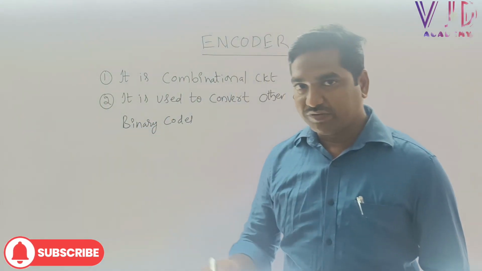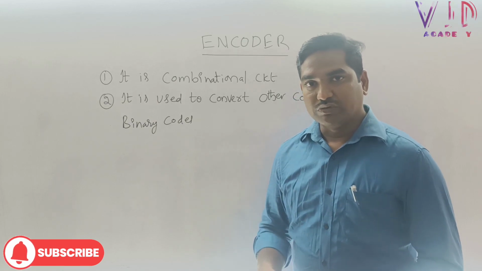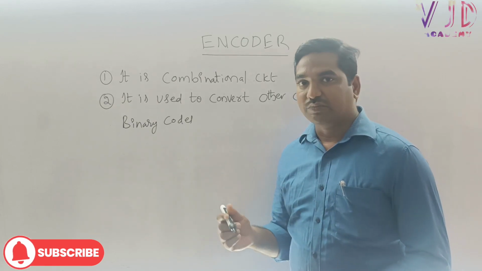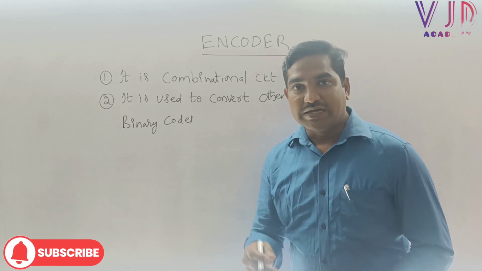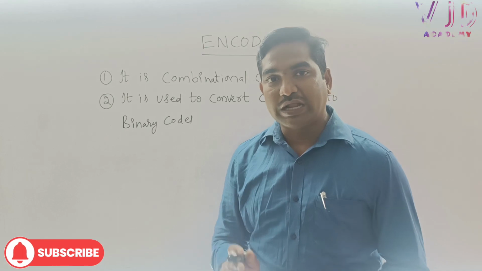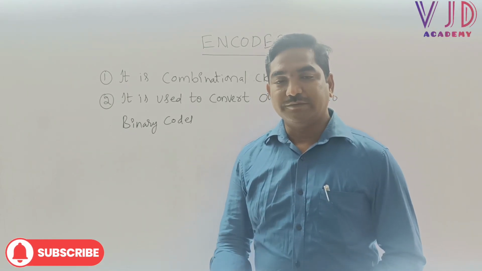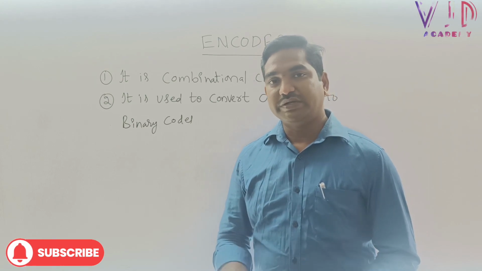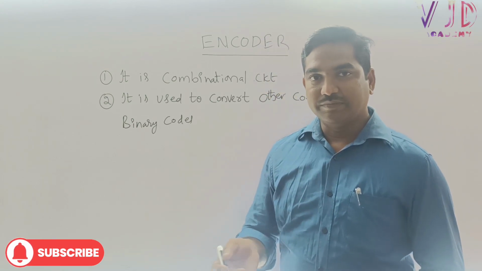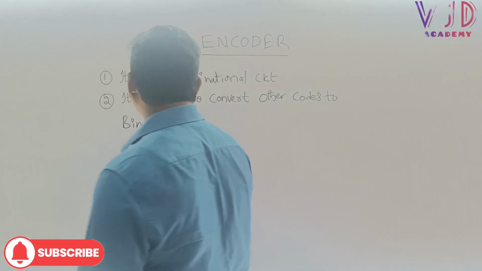Even this is an interview question also. Sir, even it is a multiple choice question also. Even in IAS prelims exam, most of the times this question has been asked. Which of the following is used to convert other codes to binary codes? Option A, encoder, option B, decoder, option C, multiplexer, option D, demultiplexer. We need to select option A, encoder.